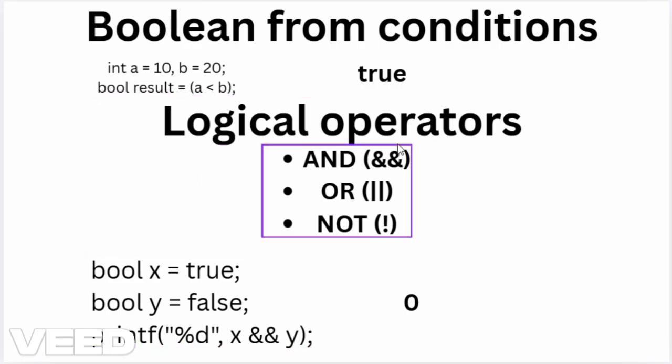We know what logical operations are. In AND, if both the conditions are true, it will be true. If any one condition fails, it will be false. In OR operation, if any one condition is true, it will be true. If both the conditions are false, it will be false. In NOT, if it is false, it will print as true. If it is true, it will print as false.